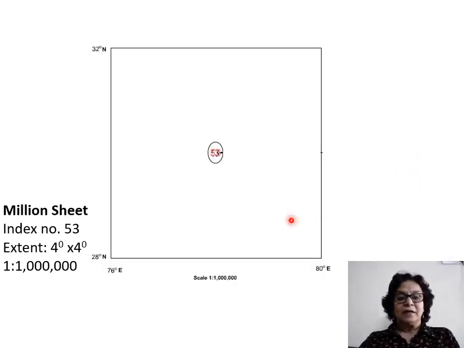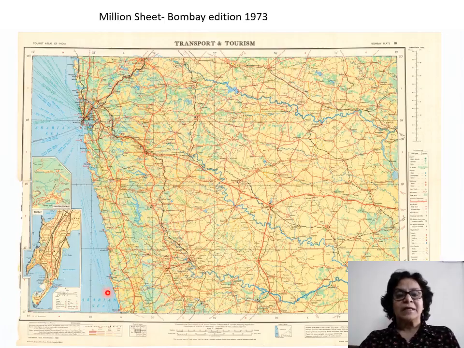Here we can understand that for the number 53, the latitudinal extent is from 28 to 32 degrees north, that is 4 degrees along the latitude, and 76 degrees east to 80 degrees east. So the index number of this map is identified as only the digit 53. From this we can understand that the extent is 4 by 4 degrees and the RF is 1:1,000,000. This is an example of a million sheet of the Bombay edition in 1973.